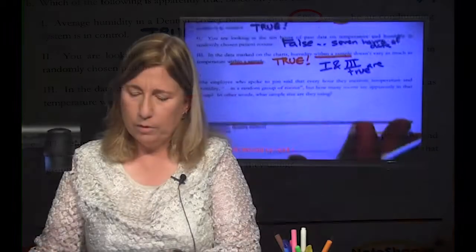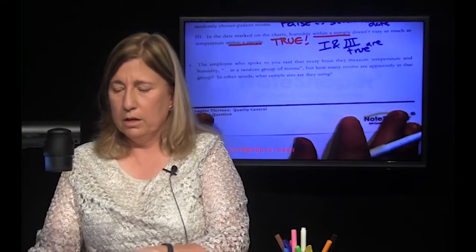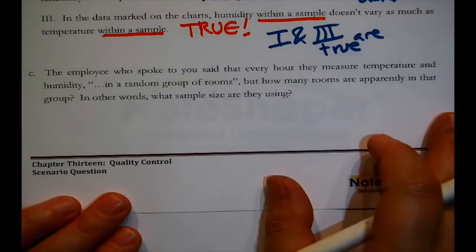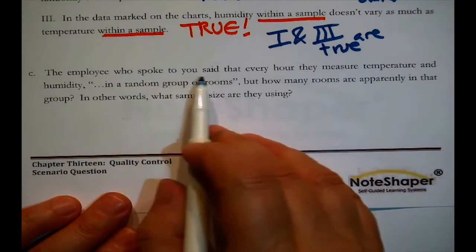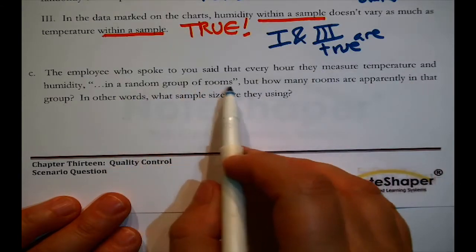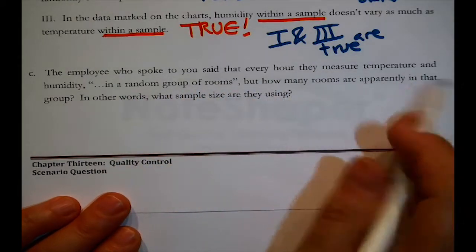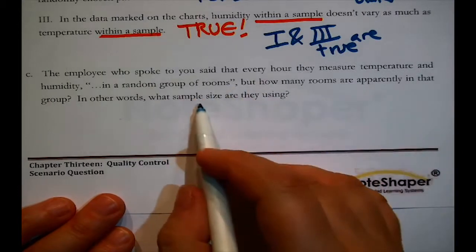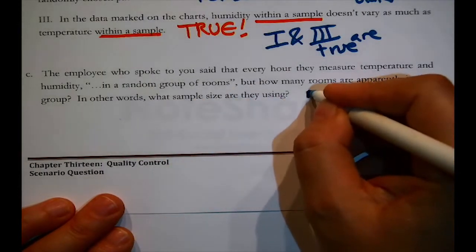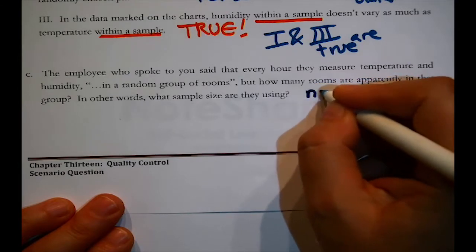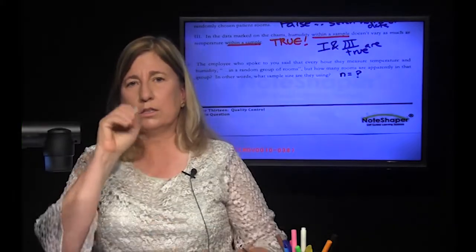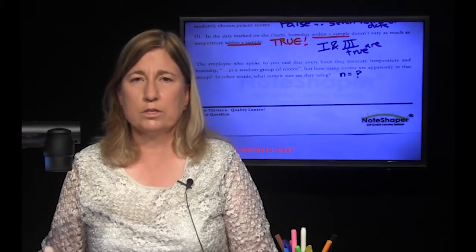Now to finish up the problem, it has a part C. Just one little sentence, looks really innocent. The employee who spoke to you said that every hour they measure temperature and humidity in a random group of rooms. But how many rooms are apparently in that group? In other words, what sample size are they using? Remember that sample size is traditionally abbreviated as a little lowercase n in formulas.